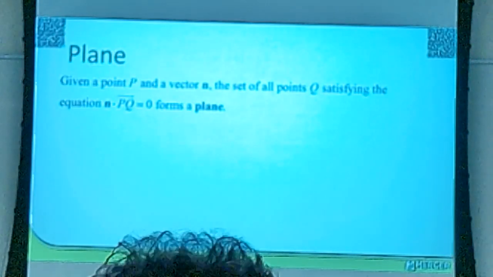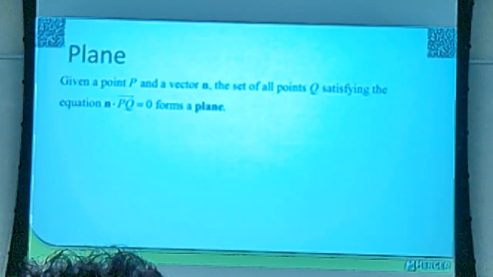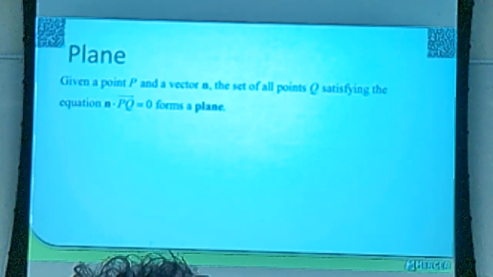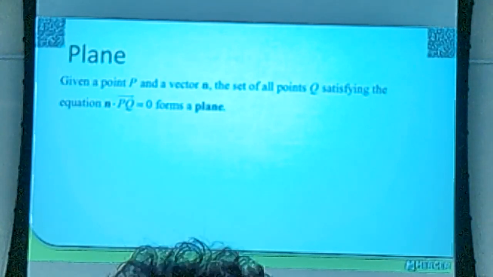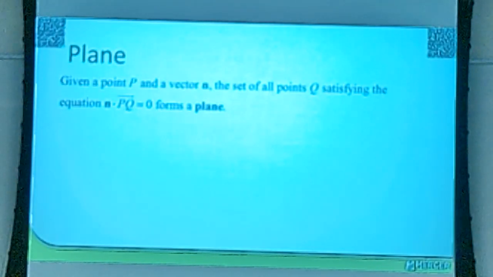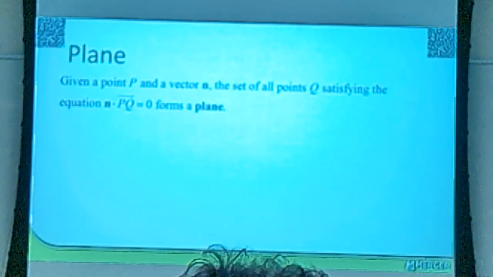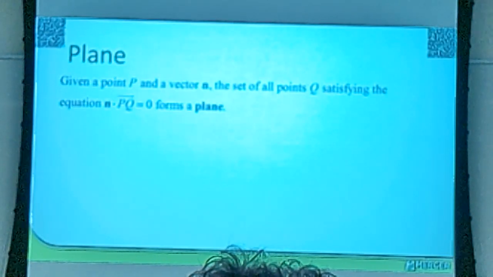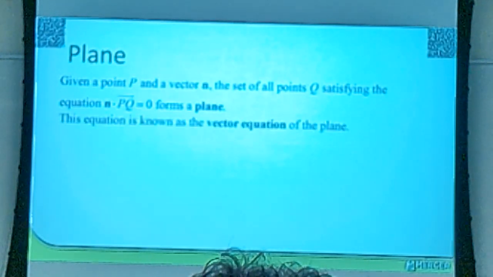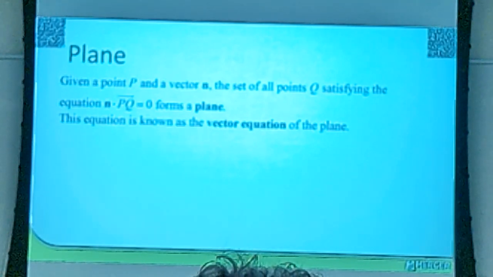And find an equation of a plane, so you need a vector that's normal to the plane. You need a point. You need 2 points in the plane. And a vector in the plane. Equation of a plane is a set of all points Q, where n dot the line segment PQ is 0. That's the vector equation. We never use that.